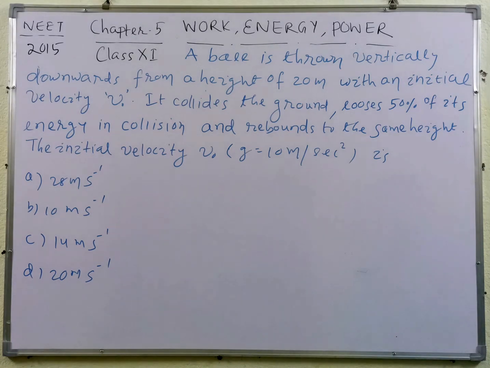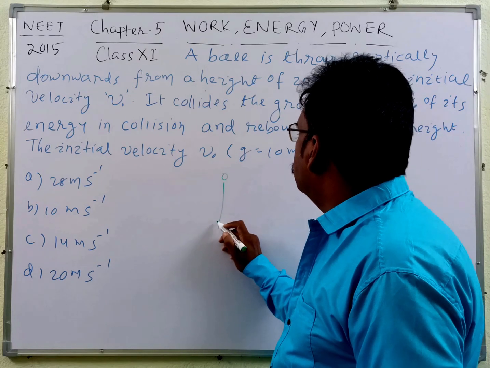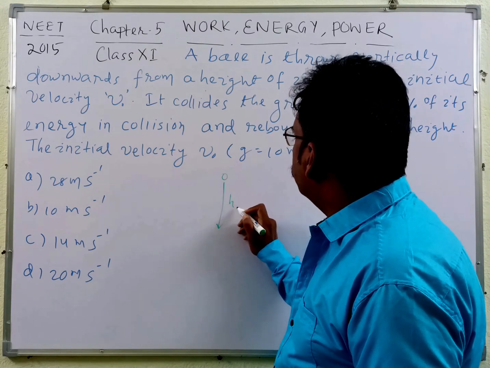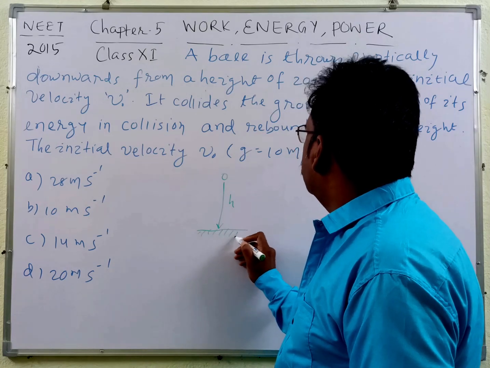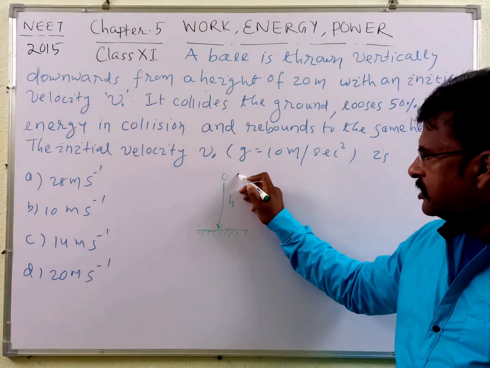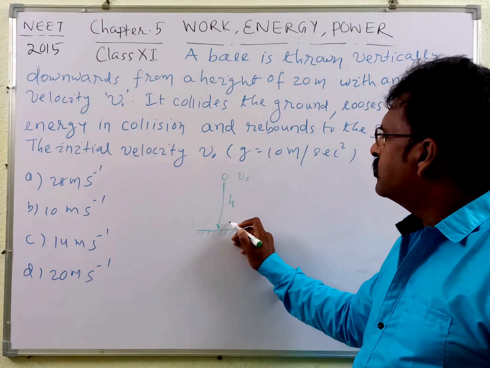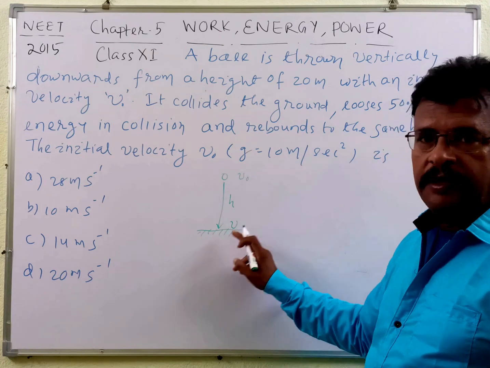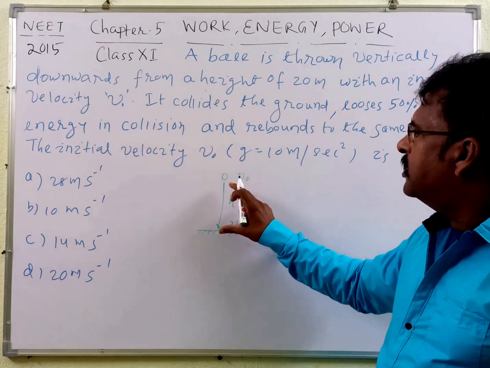Students, let us draw the picture. Suppose this is the ball and it is dropped from the height of h, and suppose this is the ground. The velocity of the ball, the initial velocity when it was dropped, was v0, and let us assume the velocity here when it touches the ground be v. Students, this is h, the height is h.